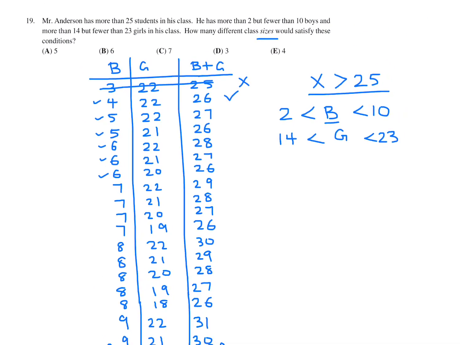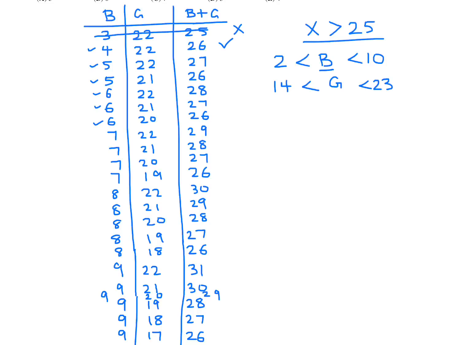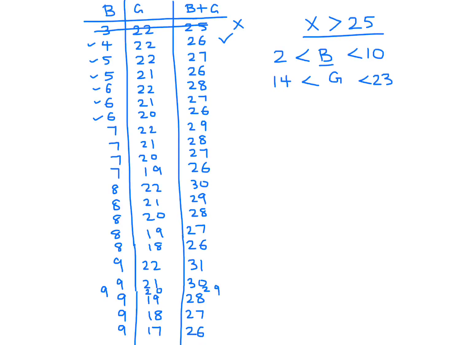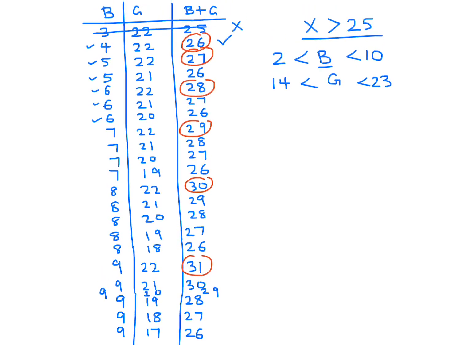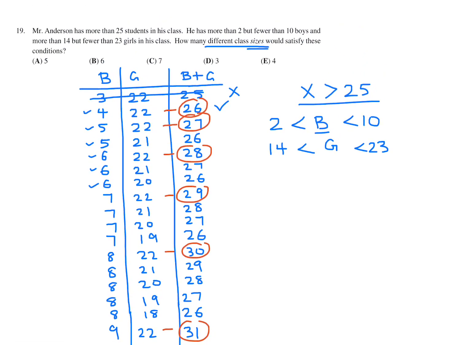So what is the question asking? How many different class sizes? So let's look at the class sizes. We've got a class size of 26, 27, 28, 29, 30, 31. And I believe those are the only class sizes. So there's 6 possible class sizes. 1, 2, 3, 4, 5, 6. So the answer to number 19 is B.